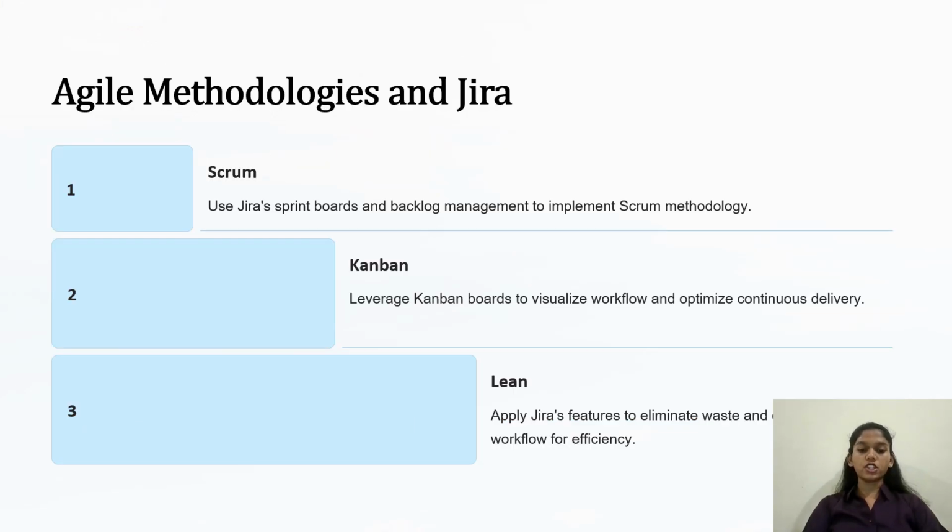Agile methodologies in Jira. Jira supports Scrum through sprint planning, backlog management, and burn down charts. Teams can prioritize tasks in the backlog and track sprint progress visually. Kanban boards visualize the workflow, enabling teams to manage tasks continuously. A Kanban board shows tasks in columns like to do, in progress, and done.